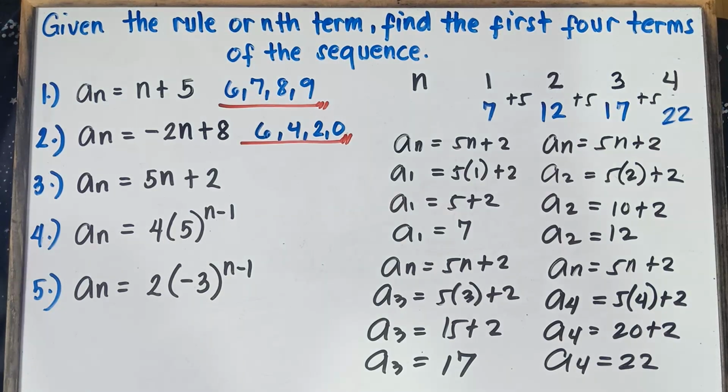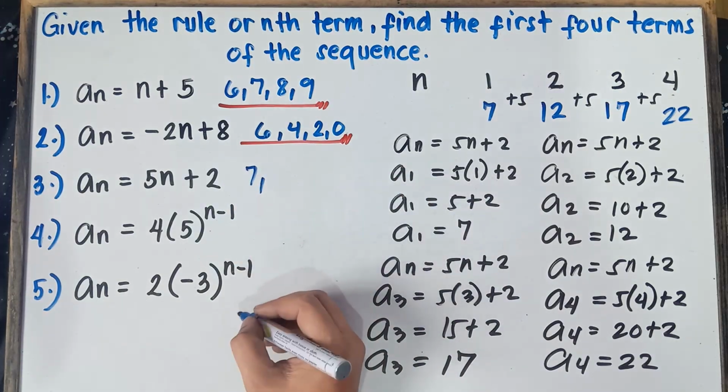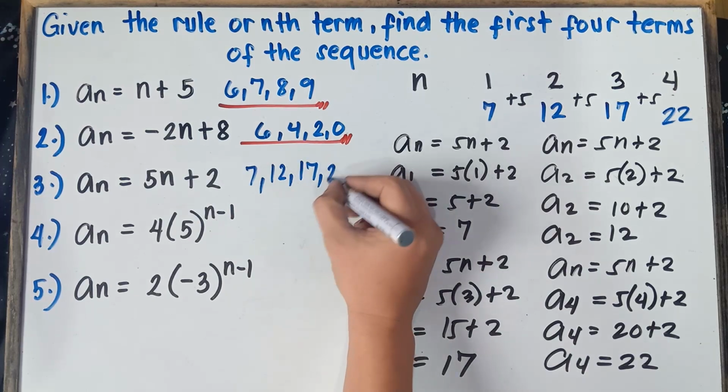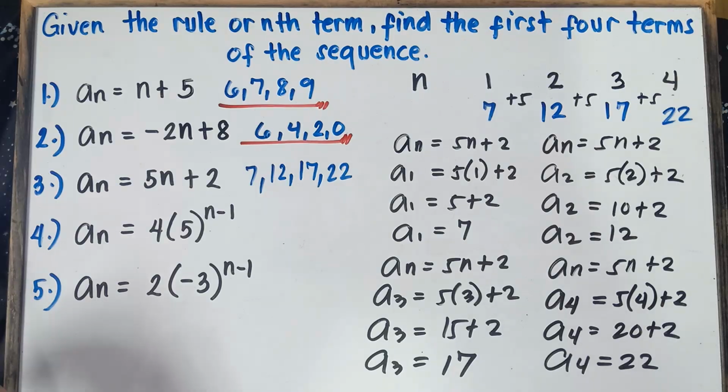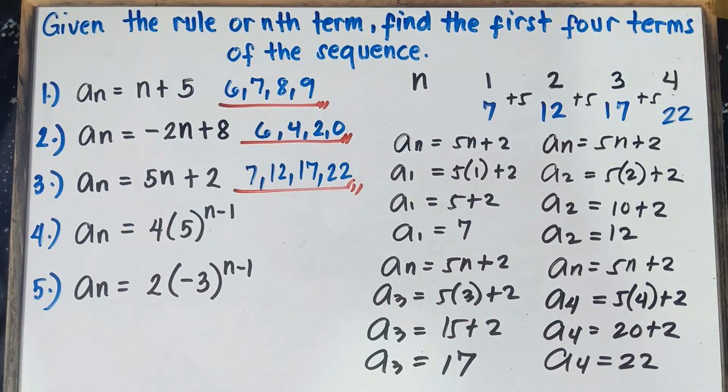Yep. So therefore, class, our answer: we have 7 for our first term, second term is 12, third term is 17, and then the fourth term would be 22. All set. This is the answer, class, with regards to example number 3. Alright, so let's proceed now to example number 4.